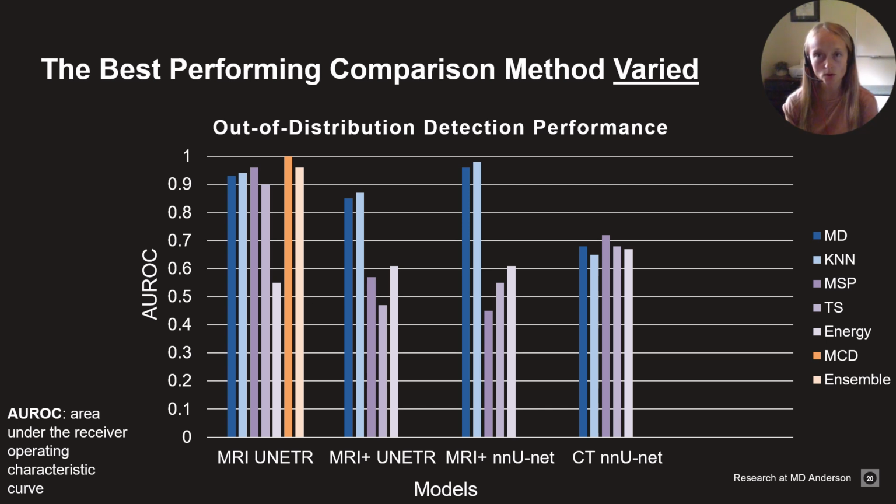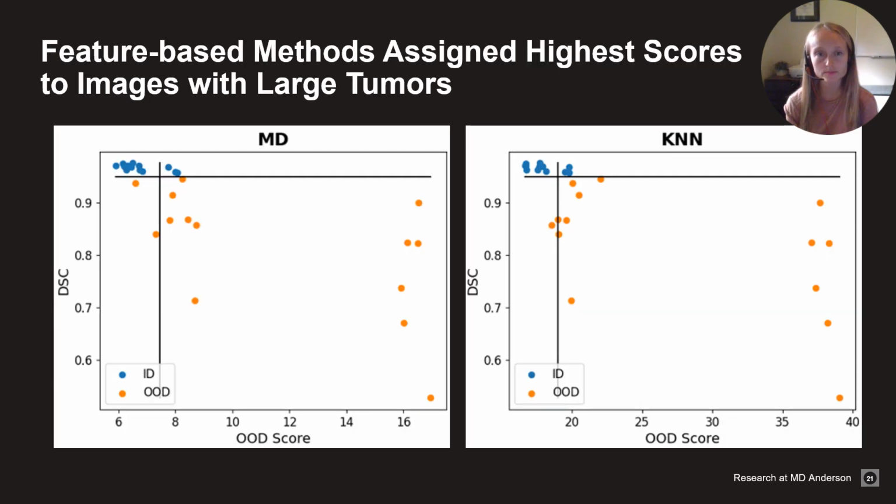When it comes to the best performing method, when we compare also to the output-based methods and the training-based methods, this very much varied across what data set we are looking at. When it came to the MRI UNETR, the training ones worked the best, but again, these ones you had to modify the training scheme. When it came to the MRI plus data set, the feature-based methods performed the best. And on the CT nnU-Net, maximum softmax probability had the best performance, with the feature-based not too far behind.